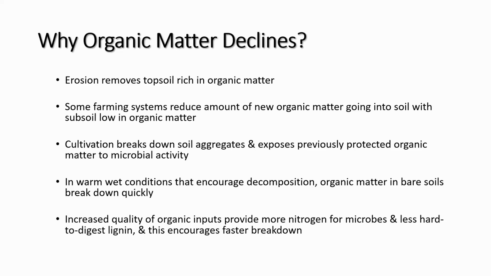Increased quality of the organic inputs provides more nitrogen for the microbes and less hard-to-digest lignin. As I said previously, if the organic matter is coming from the plants, that will be a different scenario. If it is coming from the animals, that will be different. If it is coming from the plants, it is not easy for the microbes to digest. They can't easily break down the molecules of the lignin and the peptidoglycan because they are hard and they are present in the cell wall of the plants.